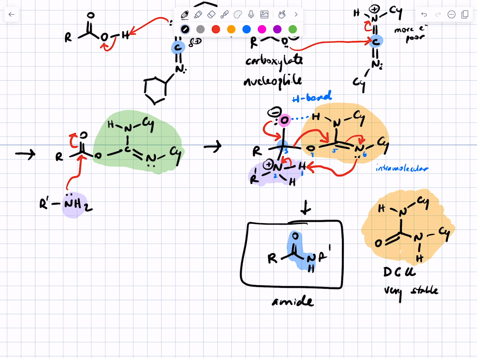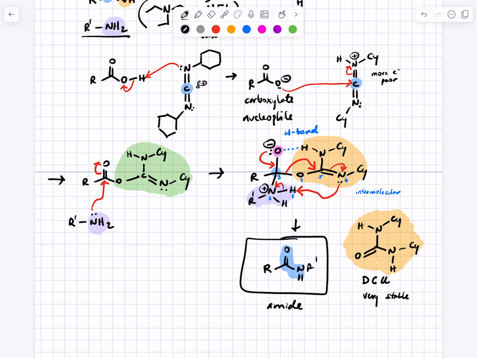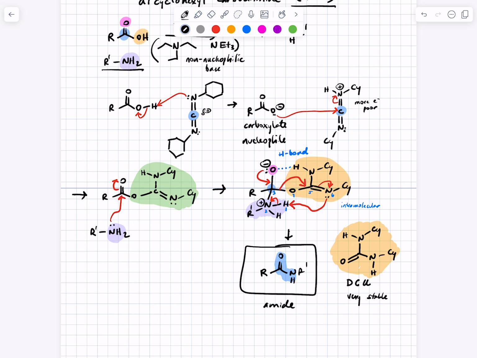We sidestep the acid chloride by using a coupling reagent that can take care of the acidic proton and be a good leaving group at the same time. All right, are there questions about that DCC reaction?